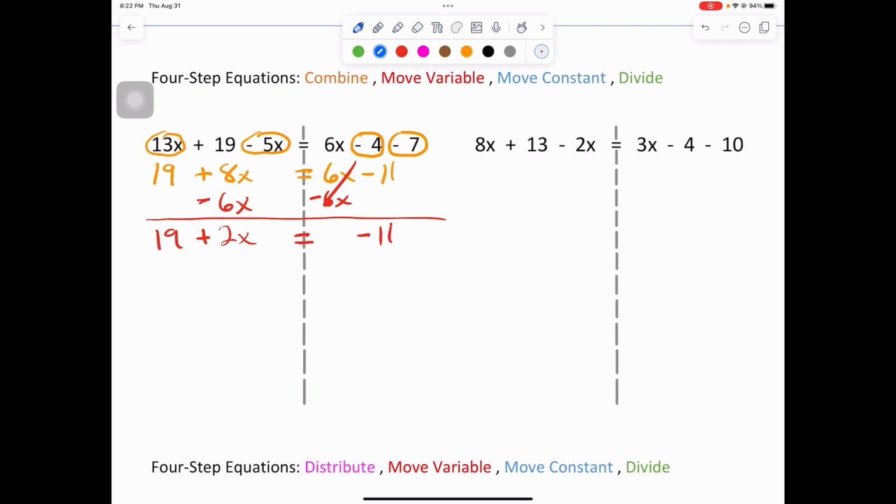Okay, we need to isolate that 2x. 19 plus 2x equals negative 11. We are going to get rid of the 19. How do we get rid of that positive 19? Yes, subtract 19, and what we do to one side, we do to the other.